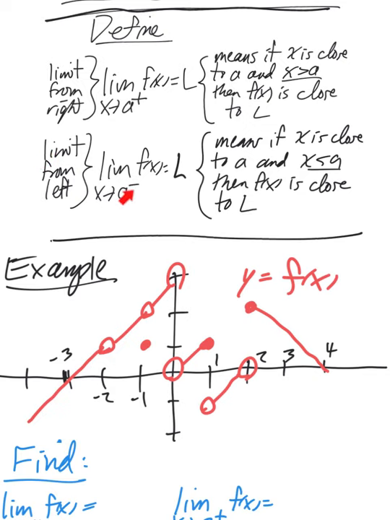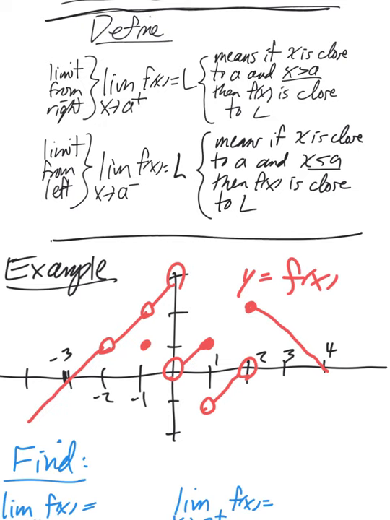Likewise, the limit from the left, which we'll write limit x approaches a minus, means if x is close to a and less than a, then f of x is close to L. What happens when x is equal to or greater than a does not affect this limit.